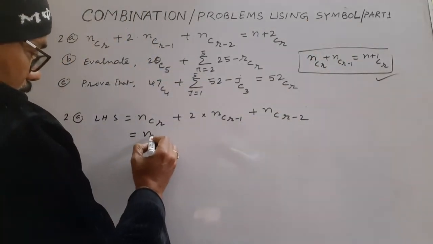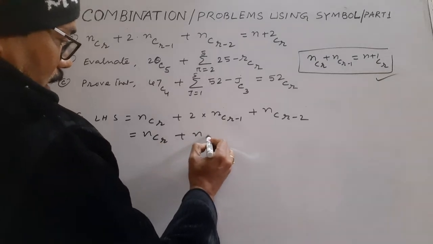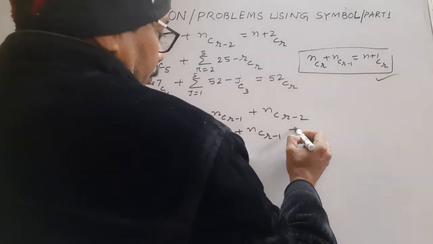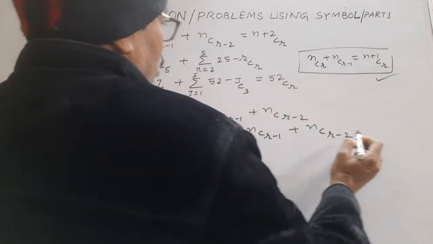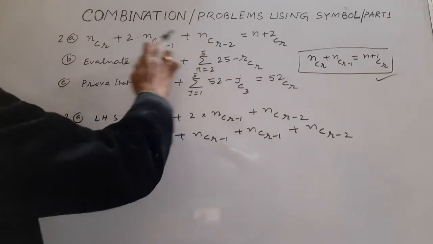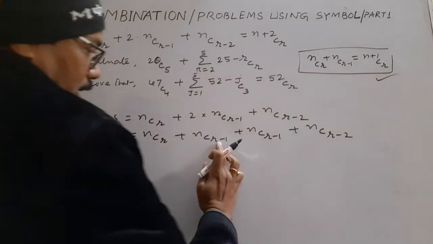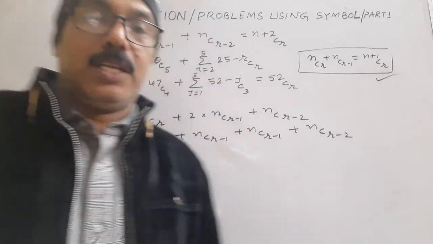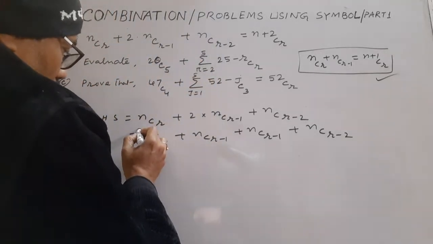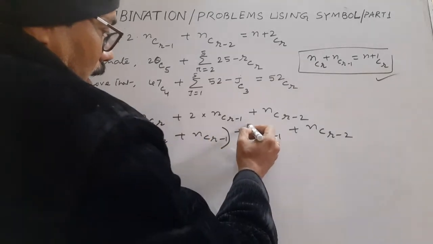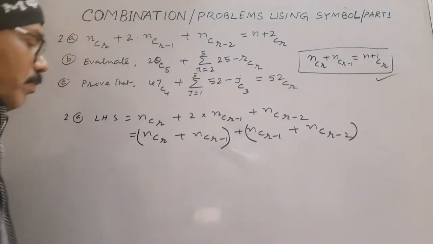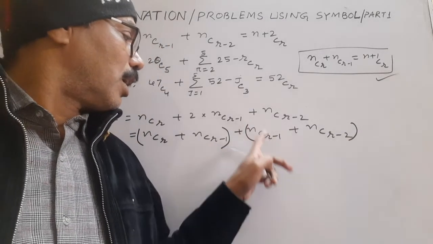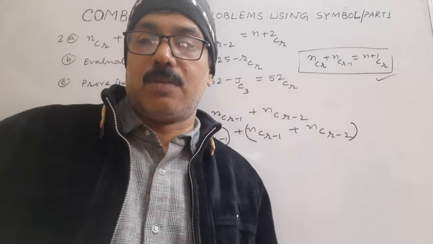So we can write it, you look at this as 2 into nC r minus 1, so adding 2 times. Now what advantage are we getting now? Now we can use the formula here and here also: nCr plus nC r minus 1, and nC r minus 1 plus nC r minus 2.